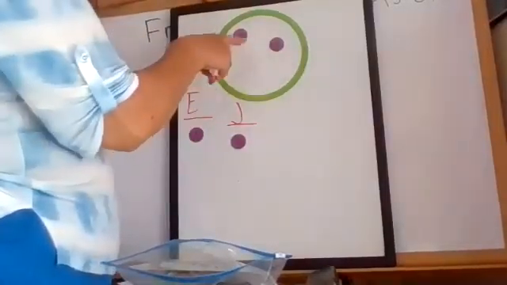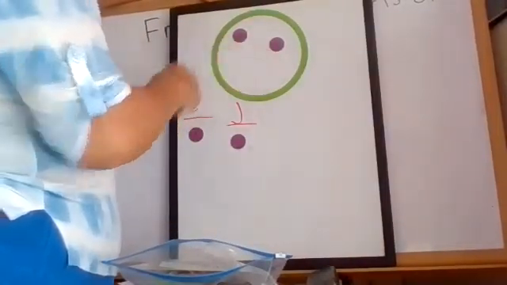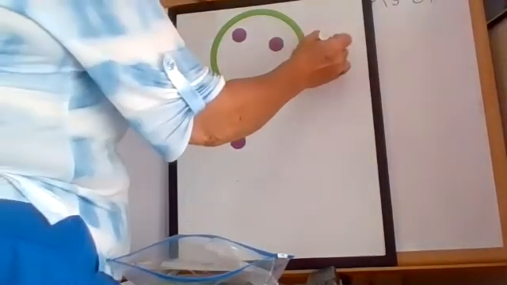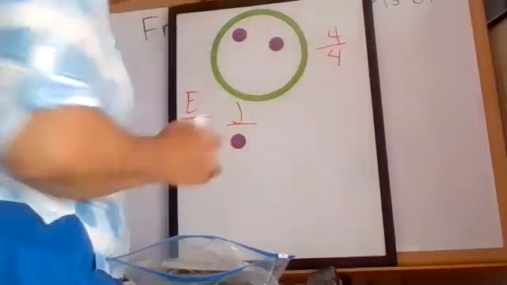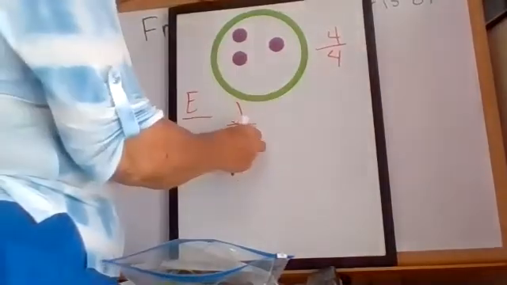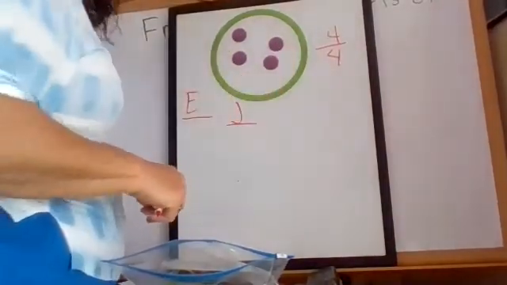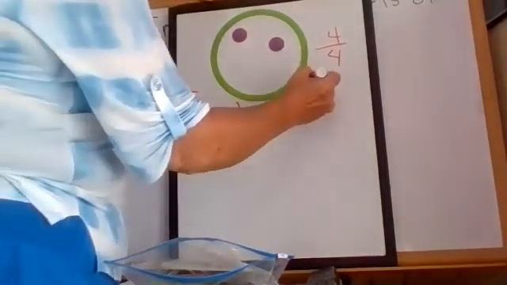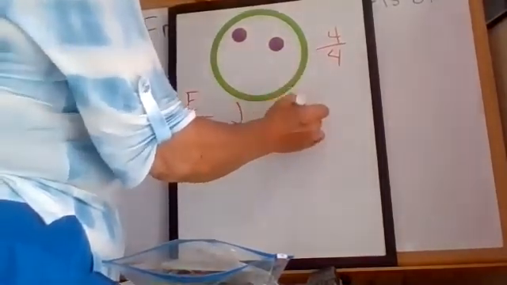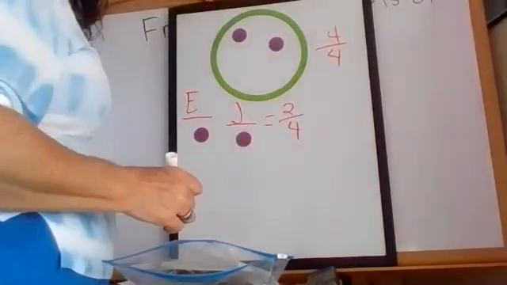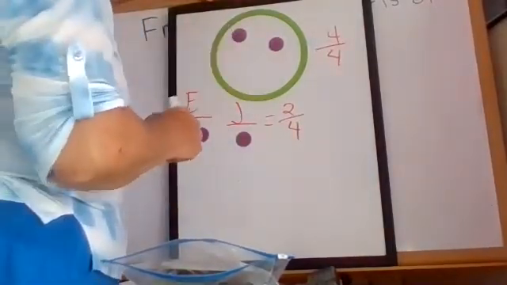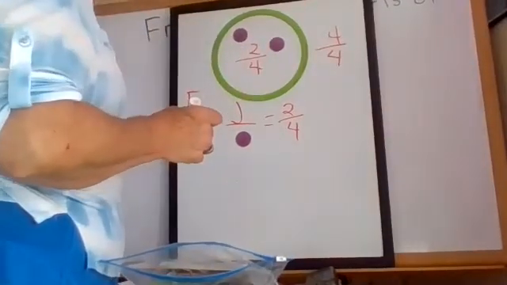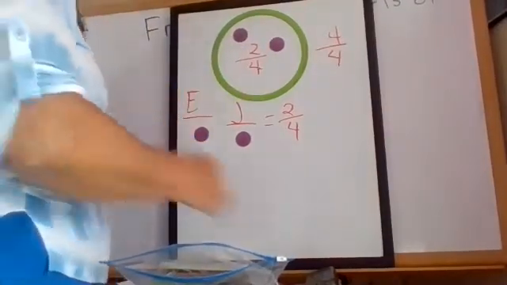I had 4 cookies in my set. I gave away 2. How many cookies in there are left? Let's see, I have 4 out of 4 in my set. Correct? I gave away 2. I gave 2 out of 4 away. How many are left? Correct. We still have 2/4 of our set left.